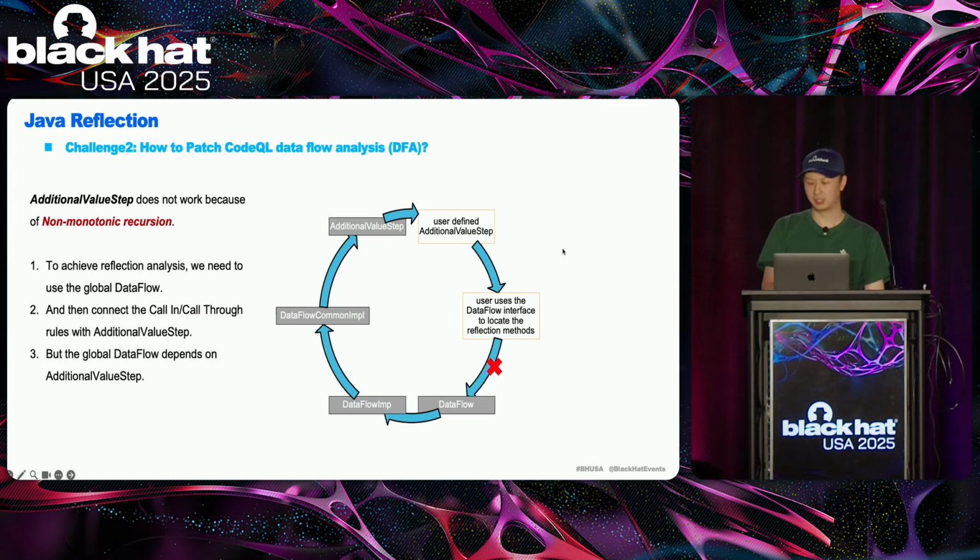The second challenge: how do we make reflection analysis work within CodeQL's data flow? We mentioned earlier that additional value step can define edges to connect nodes. But here's the problem. You can't use data flow inside additional value step because doing so would cause a non-monotonic recursion issue. Basically, you need the data flow interface in additional value step, but the data flow interface depends on additional value step, as illustrated in the diagram.